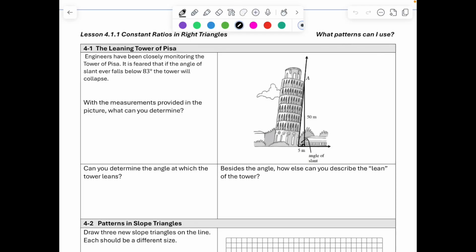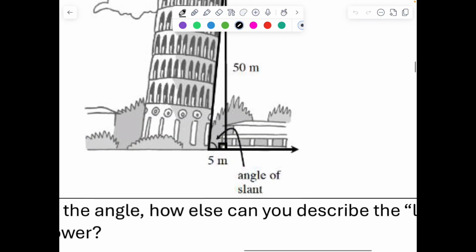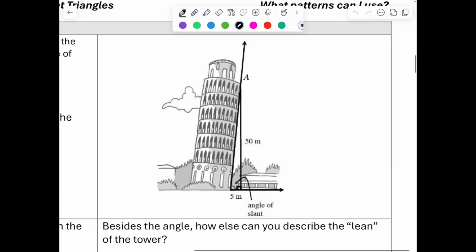All right, this is chapter 411, constant ratios and right triangles. So hopefully you've all heard of the Leaning Tower of Pisa. The engineers have been closely monitoring this tower, and it's feared that if the angle of slant ever falls below 83, the tower will collapse. So this is the angle of slant here. Basically, if the Leaning Tower of Pisa slants anymore, it's going to fall, and that would be bad.